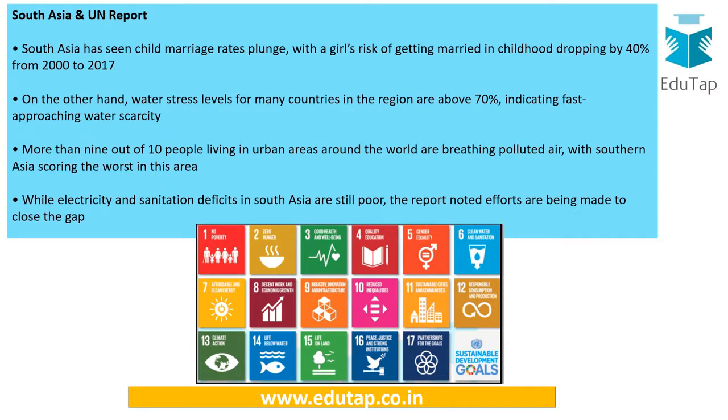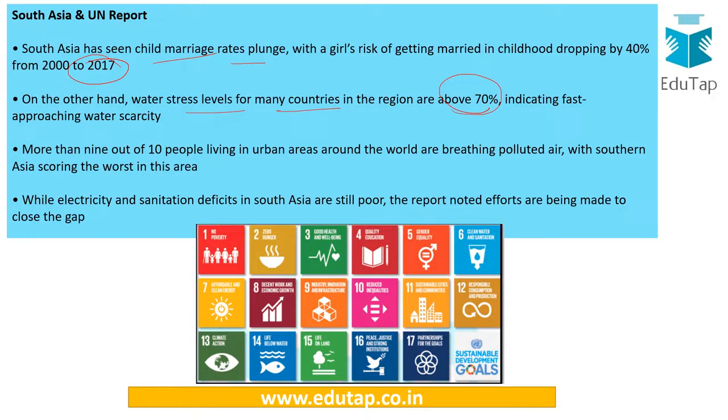Okay, so for South Asia, an important parameter is that the child marriage rate has plunged. That means child marriage has declined in South Asia from 2000 to 2017. So in these 17 years, South Asia has seen fewer child marriages. Another important thing is that water stress levels for many countries are above 70%. Niti Aayog also came up with a report regarding the water crisis which India particularly is going to face. Here the UN report also mentions that almost all countries, especially South Asian and developing countries, are going to face a water crisis.